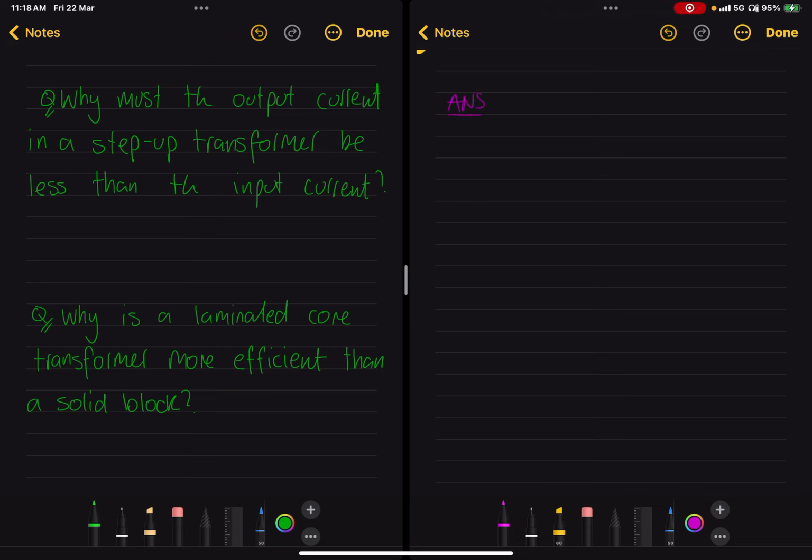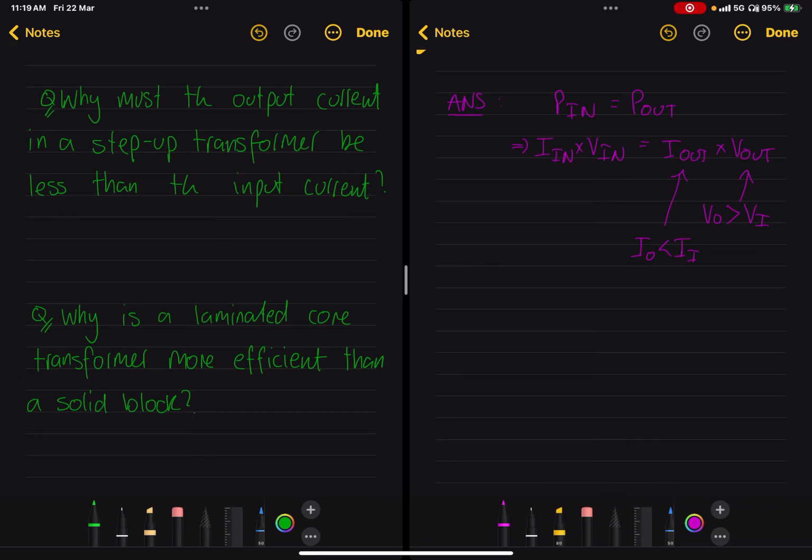So this means the voltage out has to be greater than the voltage in. For an ideal transformer, the power in is equal to the power out. So this implies that the current in multiplied by the voltage in is equal to the current out multiplied by the voltage out. Now, if V out is greater than V in, then this current out must be less than current in. Right, this is the only way to balance this equation.